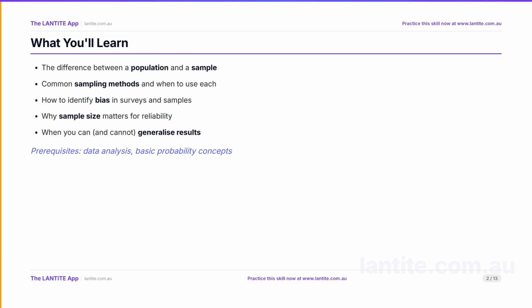By the end of this lesson, you will understand the difference between a population and a sample, know the main sampling methods, be able to identify sources of bias, understand how sample size affects reliability, and know when it is valid to generalize from a sample to a population. Let's begin with the fundamentals.